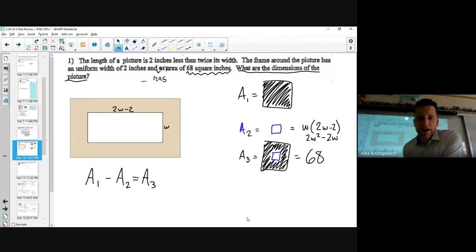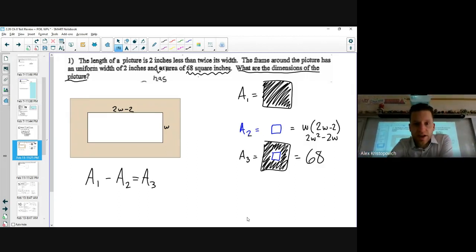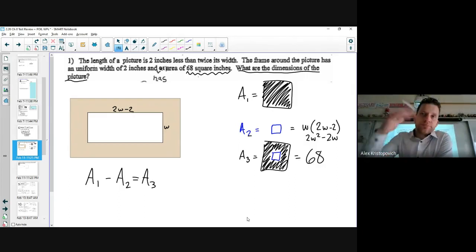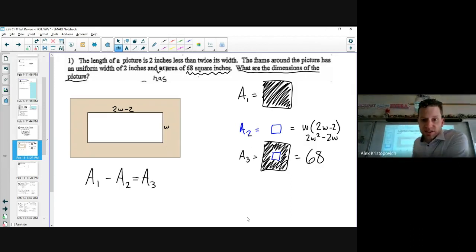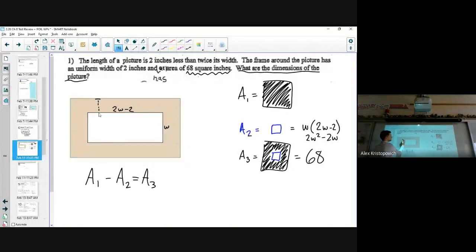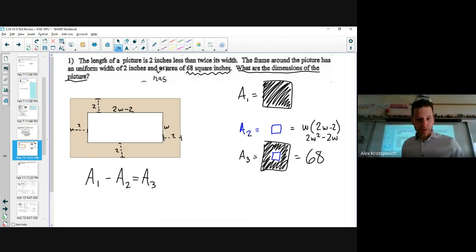Now we have to figure out area 1. We actually are missing some pieces to find the area of the whole thing, the big rectangle. So again, it says the length of the picture frame. Okay, we don't need that. The frame around the picture has a uniform width of 2 inches. So this right here is 2. This right here is 2. This right here is 2. This right here is 2. Everywhere around it is 2 inches in width.